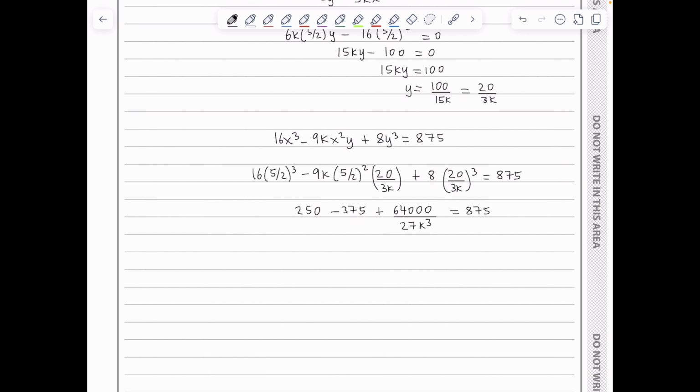This leads to 64,000/27k cubed being equal to 1,000. Obviously, the 3 zeros will cancel out. I will cross multiply to get 64 is equal to 27k cubed. I will divide both sides by 27 to get 64/27 is k cubed. And if we take the third root of 64/27, we obtain an answer for k, which is equal to 4/3.